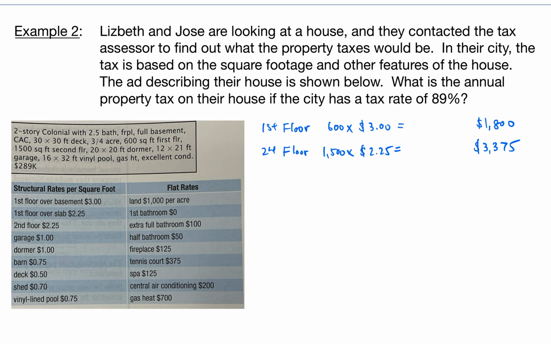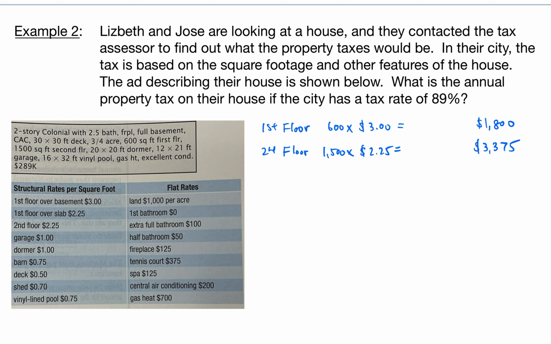$3,375. Okay, now going back to the first floor, I just wanted to make it clear because I didn't specify this. There are two first floor square footage rates, and I didn't just choose this. The reason that we selected this is because we're told that this house has a full basement, so the first floor would be over a basement. If it did not have a full basement, then it would be first floor over slab.